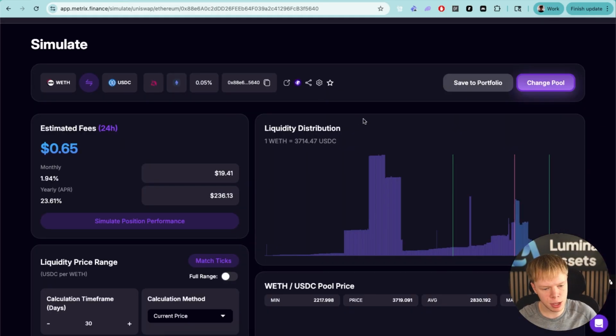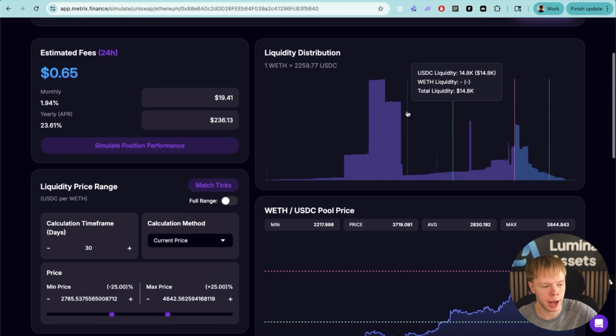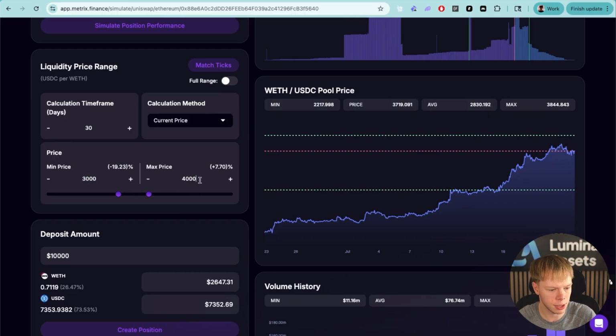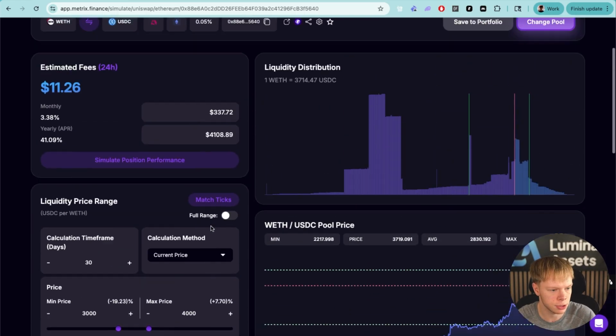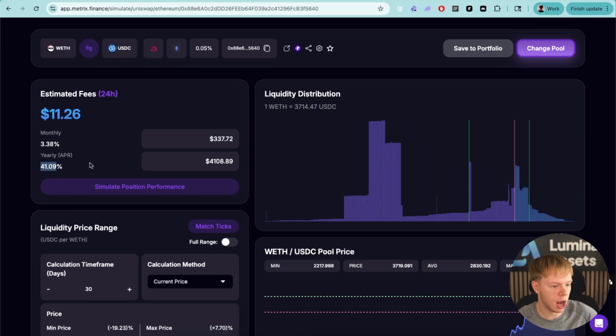Now you can do the same thing over on Metrix Finance, except Metrix Finance will allow you to see how much liquidity is on a specific price point so you can better plan out your position. We'll use the same range of 3,000 to 4,000 USDC per Ethereum, same deposit amount of $10,000, and you'll see that the APR comes out relatively similar at 41% APR and $12 per day.